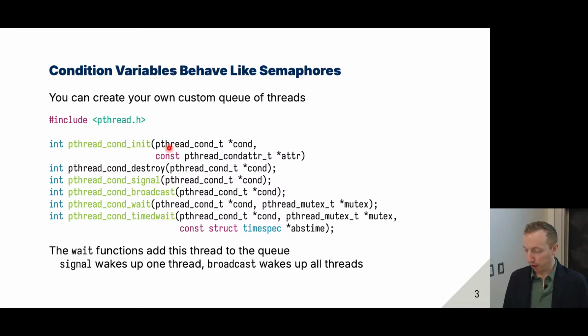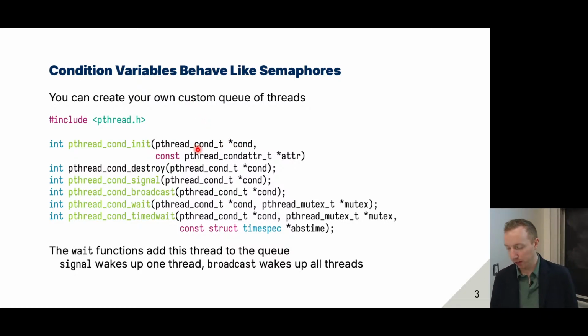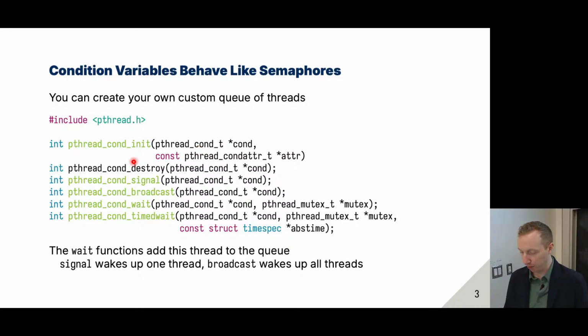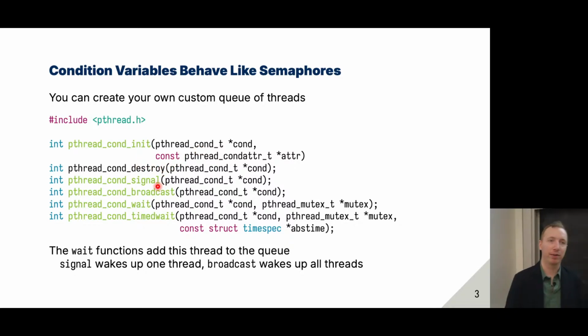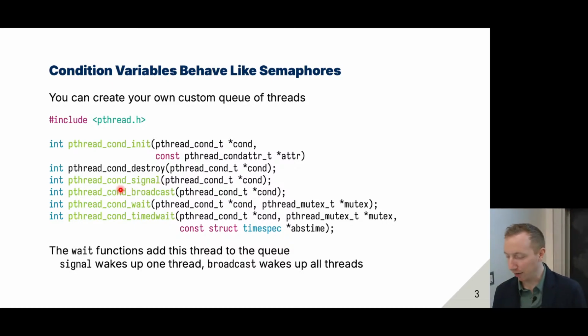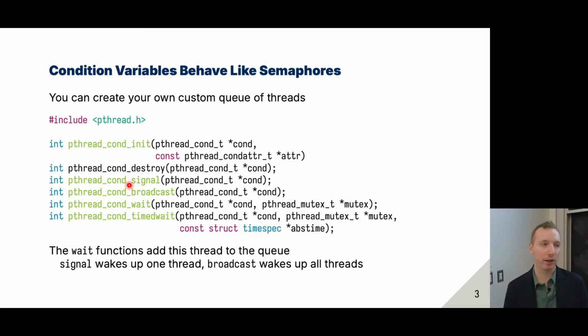So their type is pthread_cond_t, and while they're just called a condition variable, they have an initialization function that has some attributes that we can ignore. They have a destroy, and annoyingly, they have a method called signal. Has nothing to do with actual signals that get sent to processes. It just has to do with what happens to that queue.